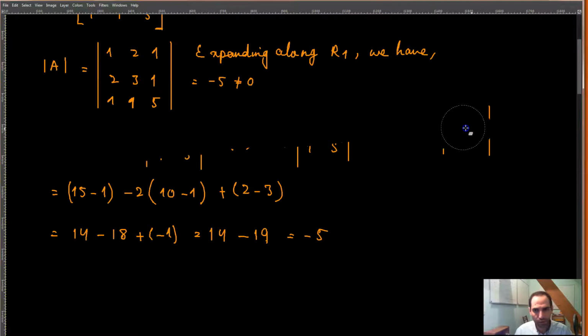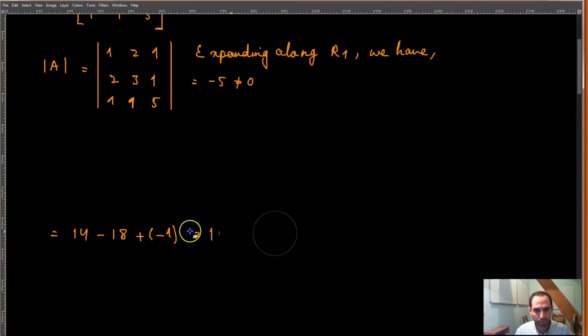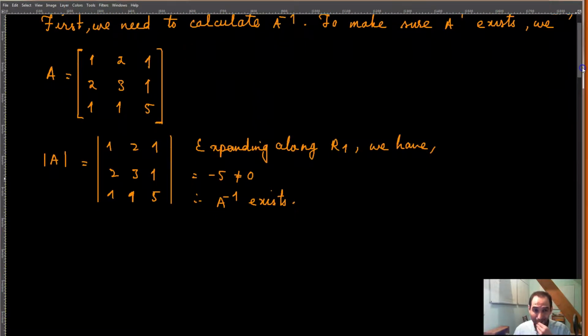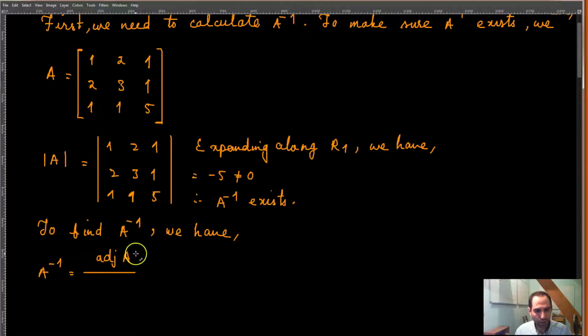Therefore, basically A inverse exists. Now, to find A inverse, we need to calculate the adjoint of A. To find A inverse, basically A inverse is the same thing as the adjoint of A divided by the determinant of A.